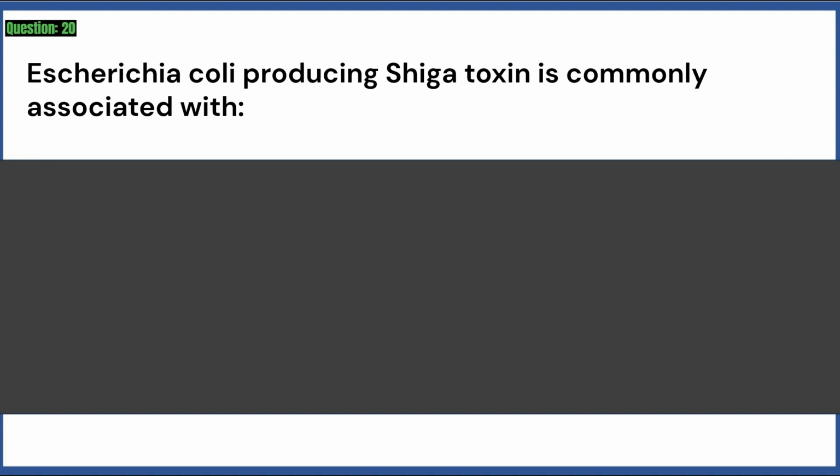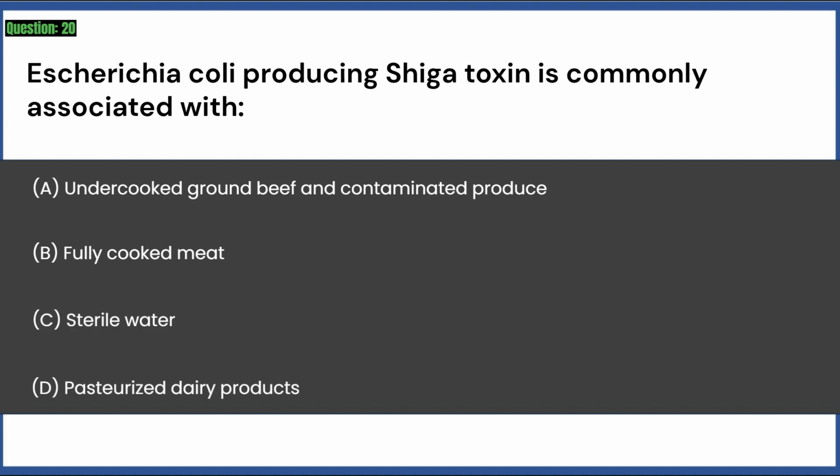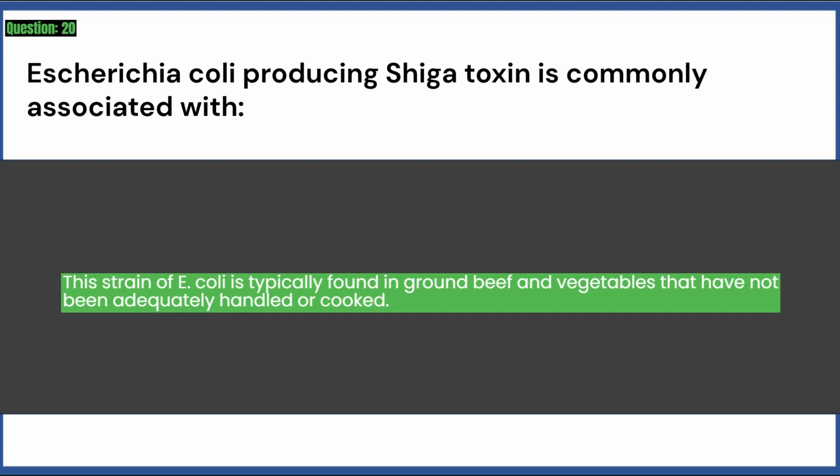Escherichia coli producing Shiga toxin is commonly associated with: A. Undercooked ground beef and contaminated produce. B. Fully cooked meat. C. Sterile water. D. Pasteurized dairy products. Answer: A. This strain of E. coli is typically found in ground beef and vegetables that have not been adequately handled or cooked.